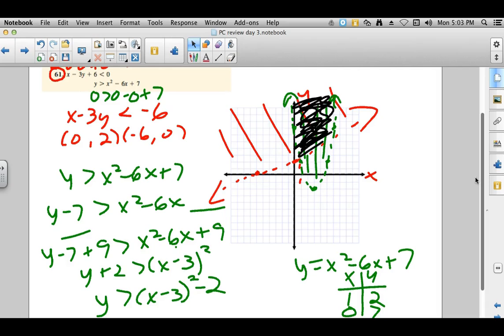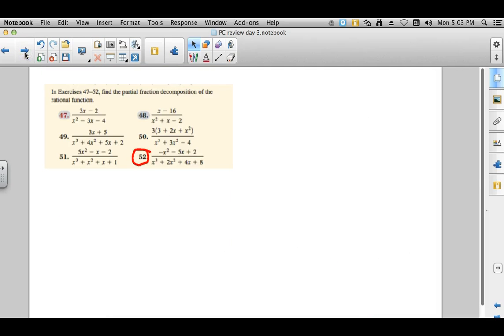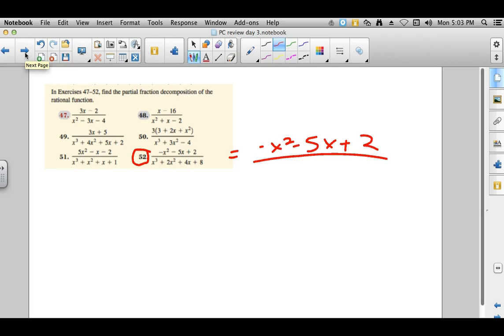Oh, and again, it said don't find the corner points or the intersections. What we wanted there was to see by shading, by graphing. That's how we solve these, to show all the solutions. So 52, partial fraction decomposition in the rational function all comes from factoring that denominator.